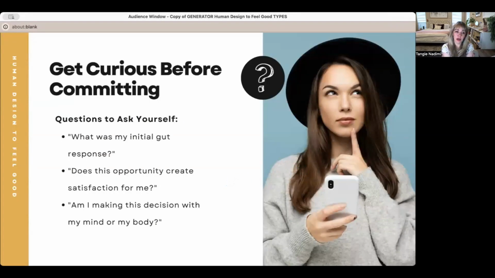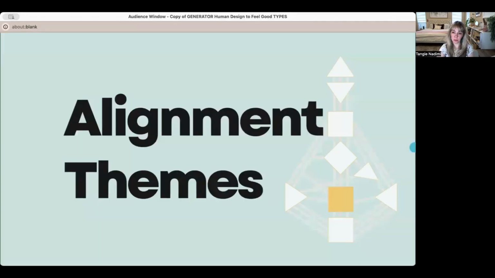If you're sacrally defined, ask the question, what was my initial gut response? Does this opportunity create satisfaction for me? And am I making this decision with my mind or with my body? And again, you know it's your mind if it's trying to give you reason, logic, or some kind of long-winded explanation. Your gut will give you energy, sustainable energy to commit to the opportunity.